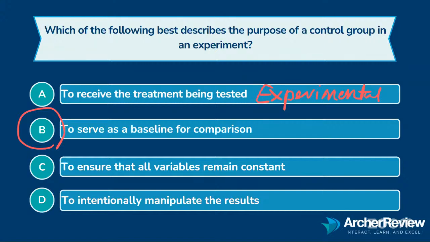D, to intentionally manipulate the results. We never want to intentionally manipulate results. That would be unethical, that would be inaccurate, and that would not serve any purpose whatsoever. So we certainly wouldn't want to do anything like that.